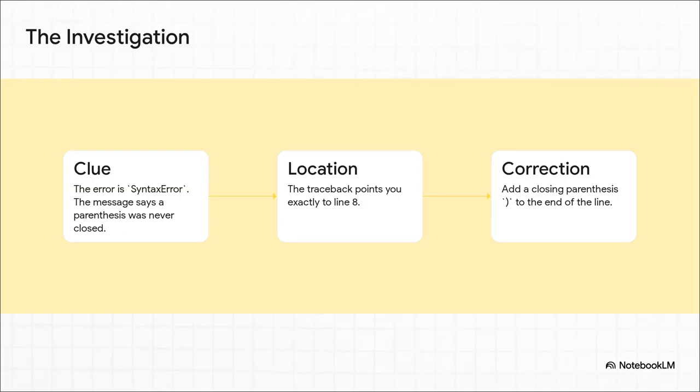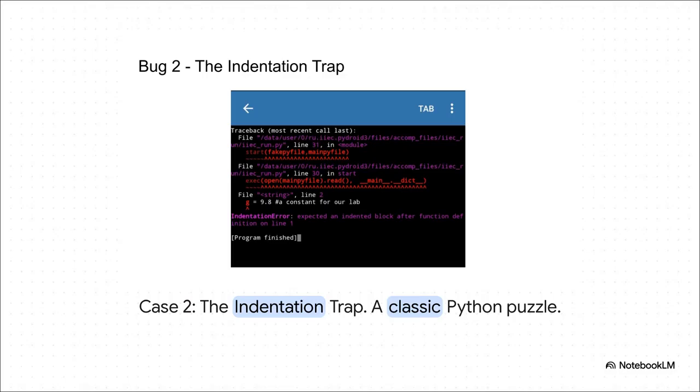So how do we solve it? We just follow a simple 3-step investigation. First, the clue. The message literally tells us, word for word, a parenthesis was never closed. I mean, it can't get any clearer than that. Second, the location. The traceback points us right to line 8. And third, the correction. Well, based on that, we just add a closing parenthesis. And case closed.